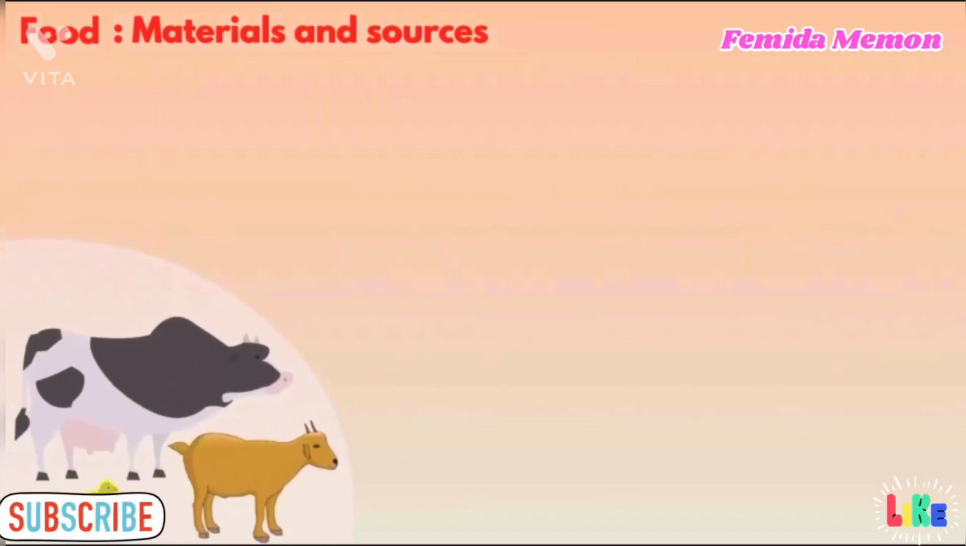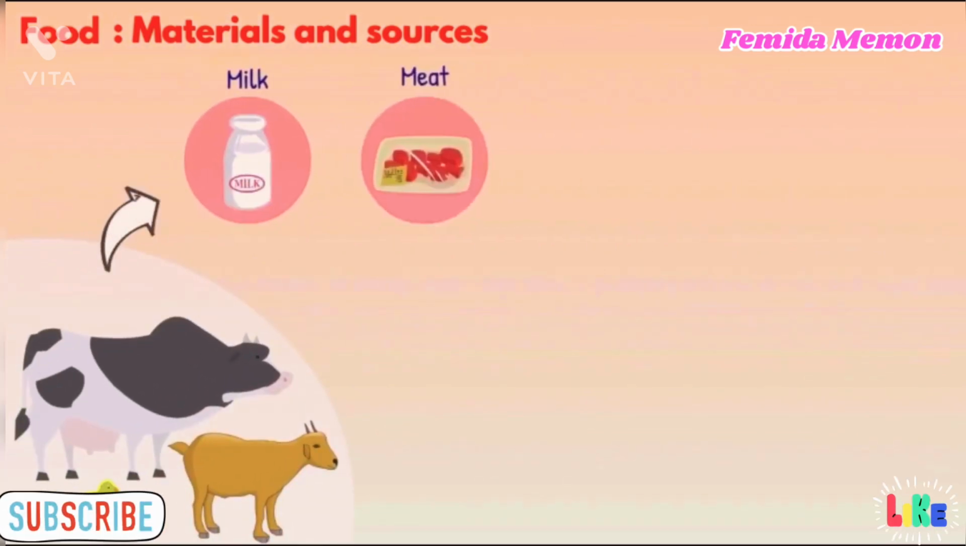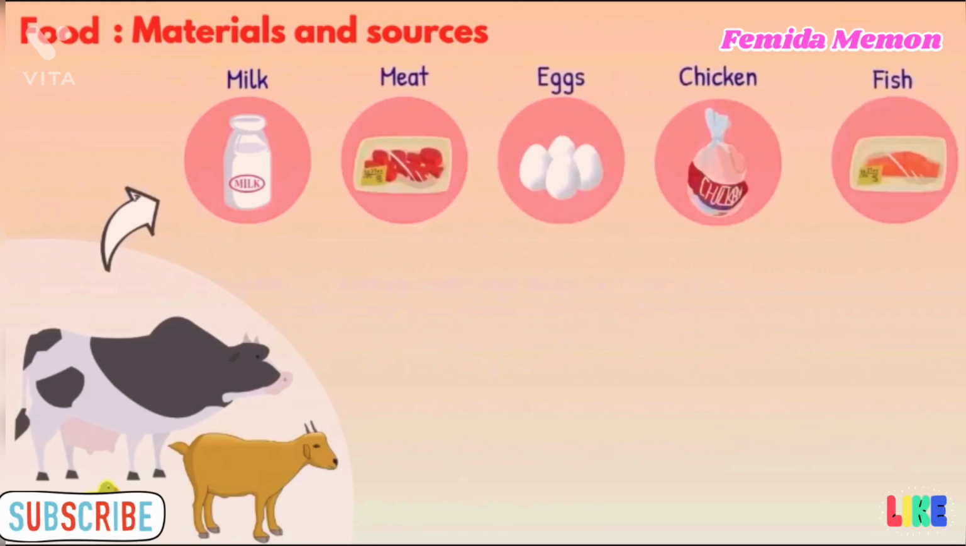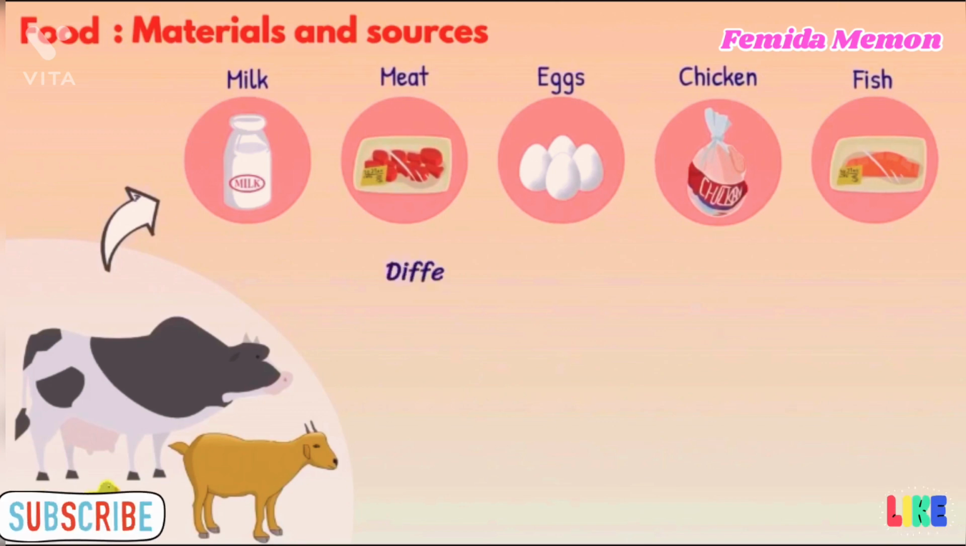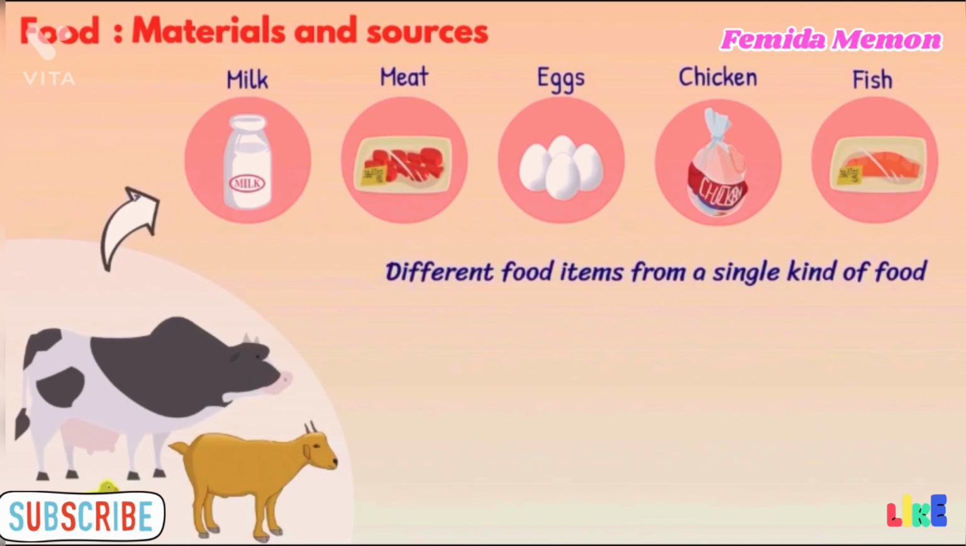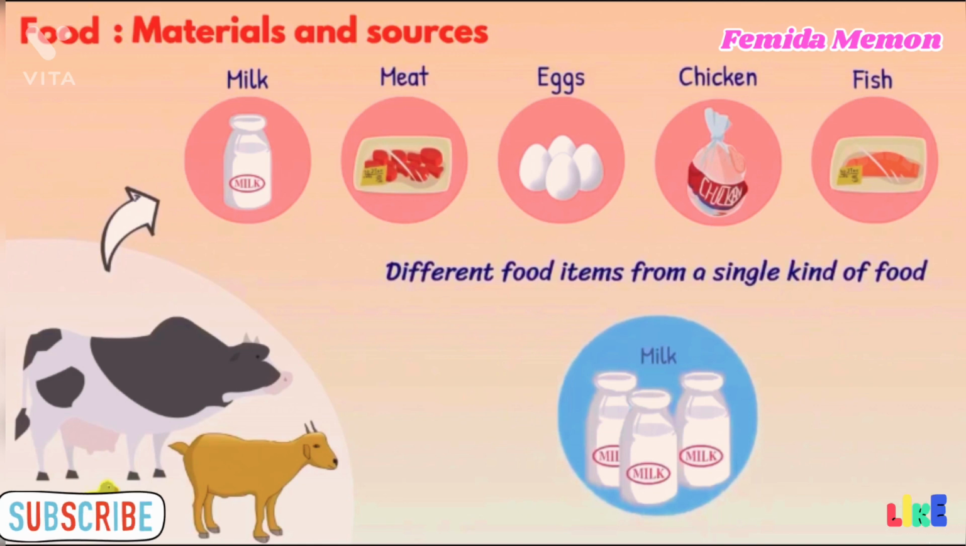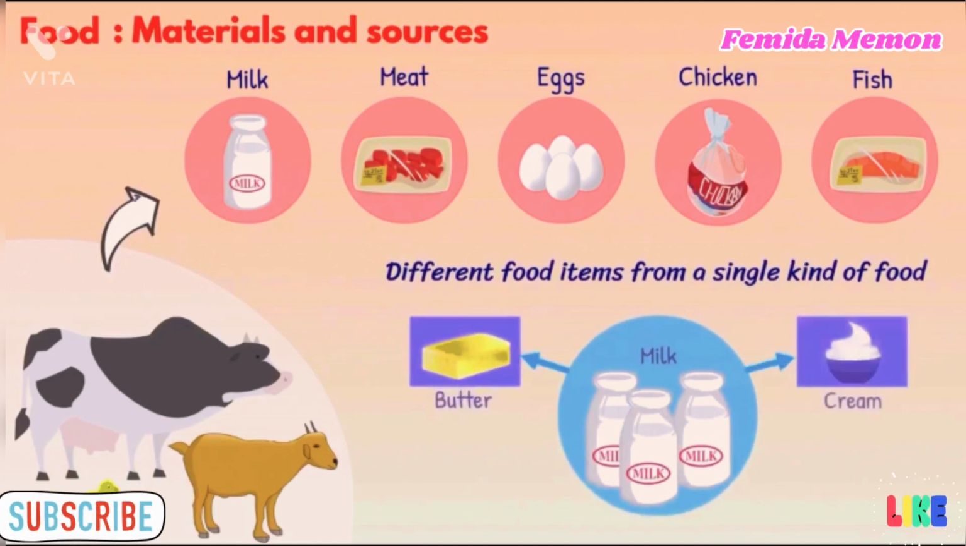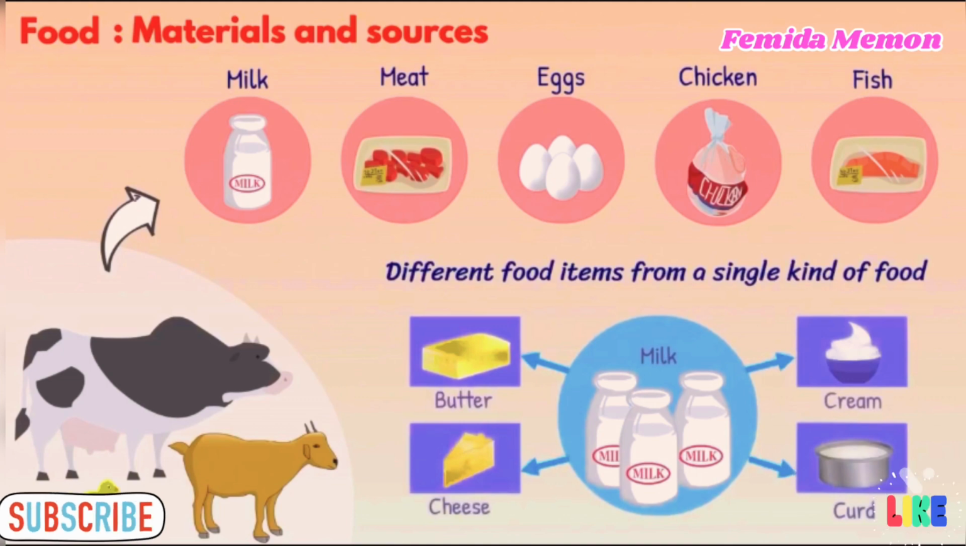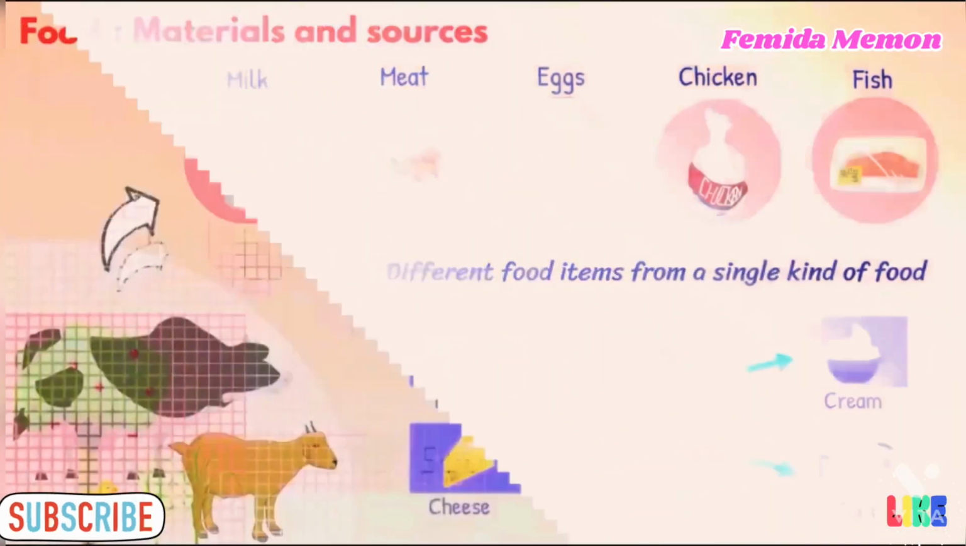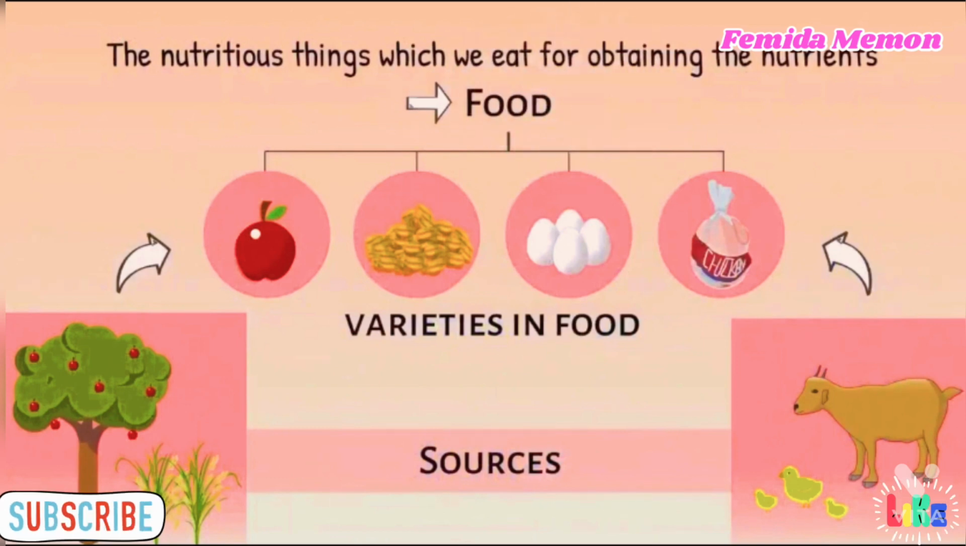Animals are also sources of food. We obtain milk, meat, eggs, chicken, fish, etc. from animals. Often, we produce different food items from a single kind of food. For example, milk is used to prepare dairy products like butter, cheese, cream, and curd. So I hope you understood what is food, varieties in food, and sources from which these are obtained.